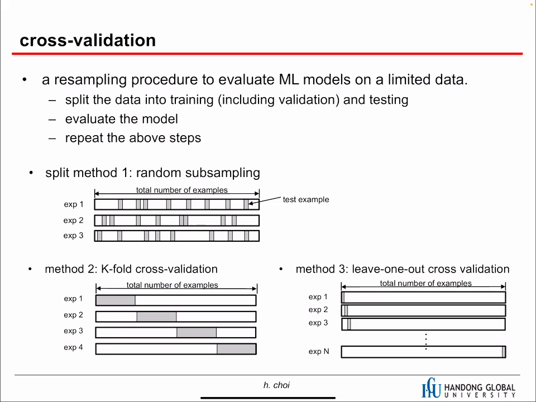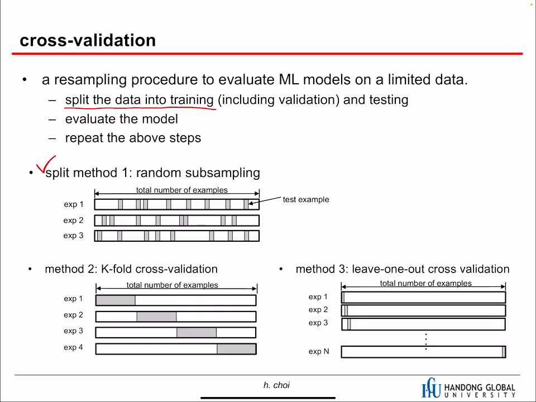Cross validation is a little different story from the previous slide. When we have one data set and we want to evaluate many different machine learning models on a limited data, we want to evaluate machine learning algorithms, machine learning models, and then we split the data into training, validation, and testing. And then we evaluate the model, and we repeat the above steps so that we know which model would be the best on this data set.